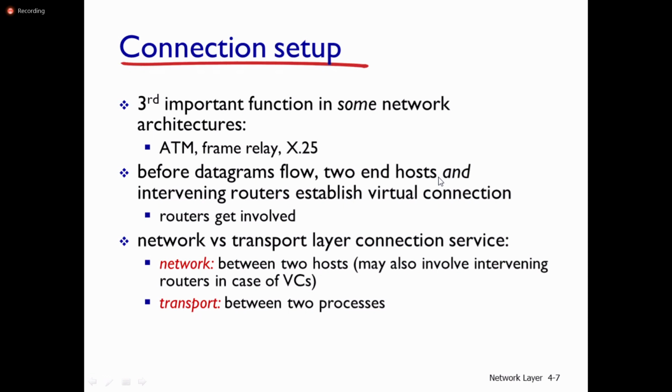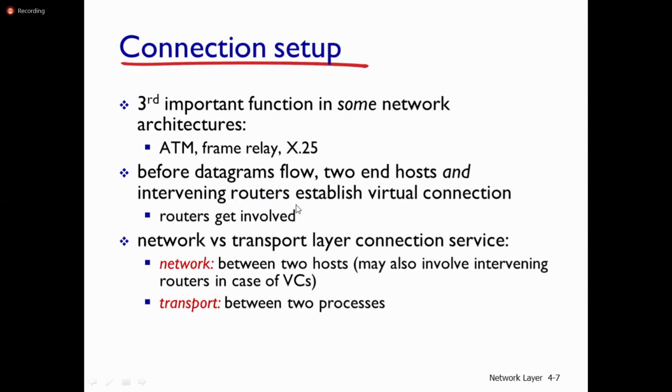devices, the two end devices and intervening routers. If we consider a network, it consists of the devices as well as routers. The two end devices are host devices, and the intervening routers establish a virtual connection. The routers get involved, so the routers are also part of this virtual connection.